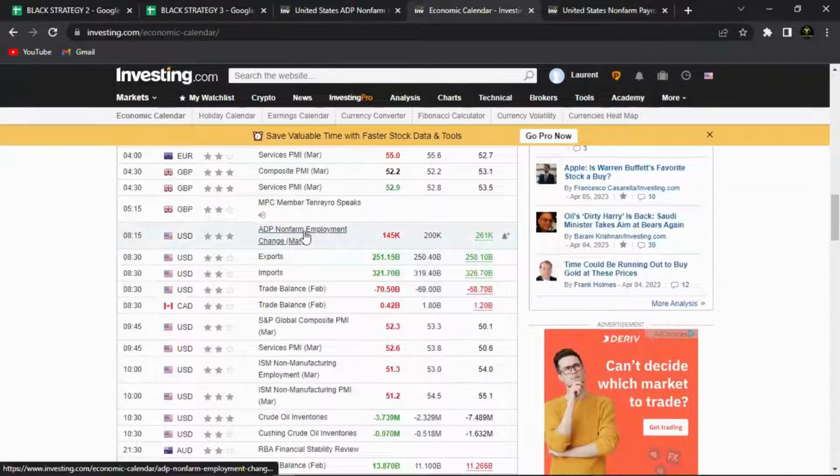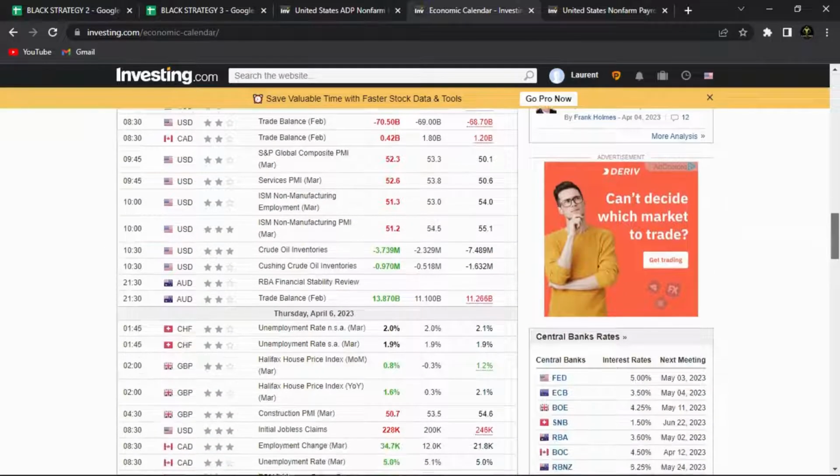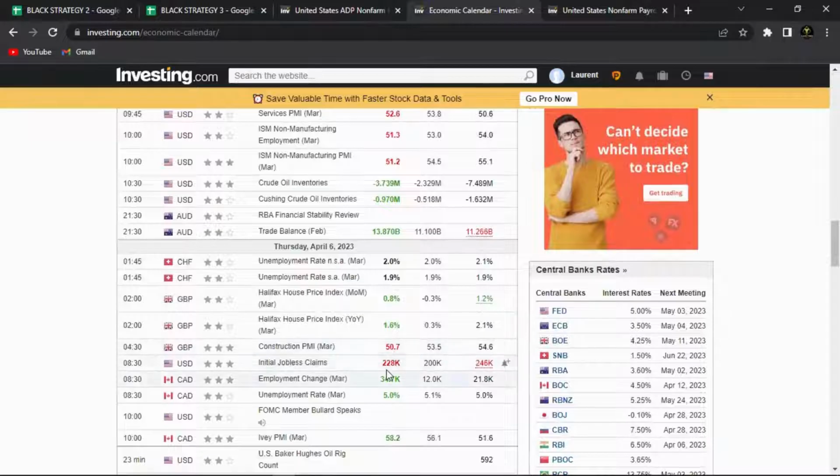For instance, here you see the non-farm employment change. It came out negative, leaving a negative impact on the US dollar. You can see it came out at negative 145K. And then the initial jobless claims came out at 228K. That means over 228,000 people lost their jobs, so this is negative for the US dollar.